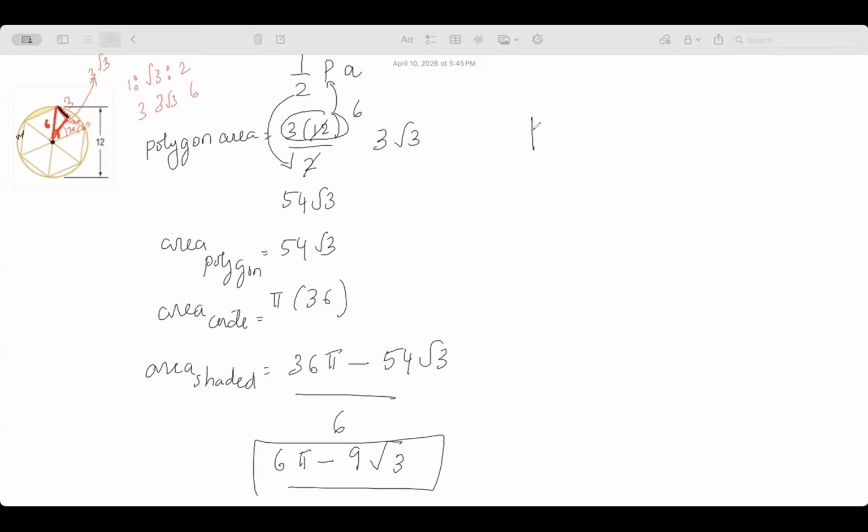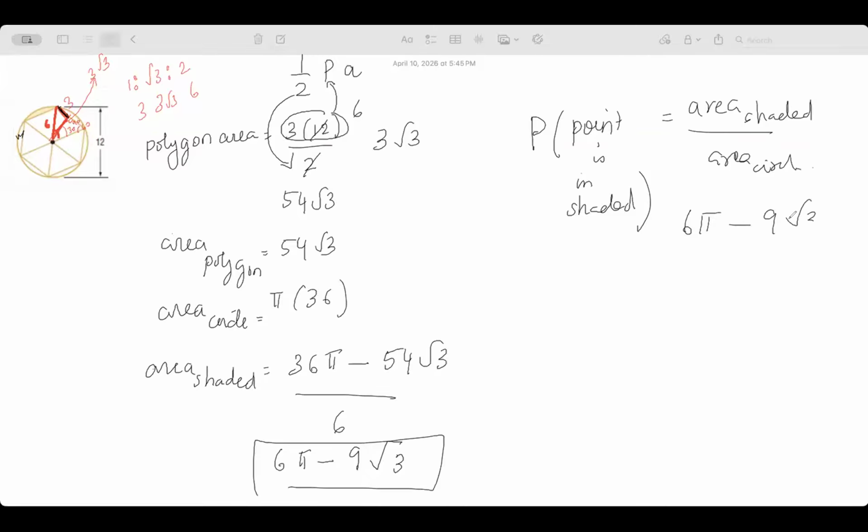Now coming to the probability that a point lies in shaded. What is the probability? Area shaded divided by area of circle. That seems easy. 6 pi minus 9 root 3 divided by, what is area of the circle? 36 pi. Please, one of you work this out and tell me the answer. What is the answer, guys? One of you work it out in a calculator and tell me. That you can do. Harshita, that's perfectly right. 0.03.